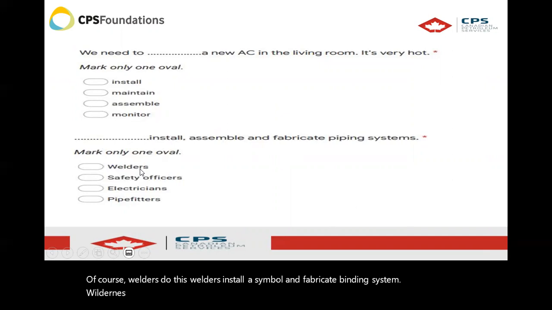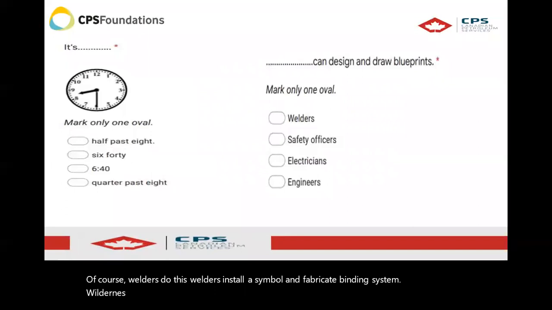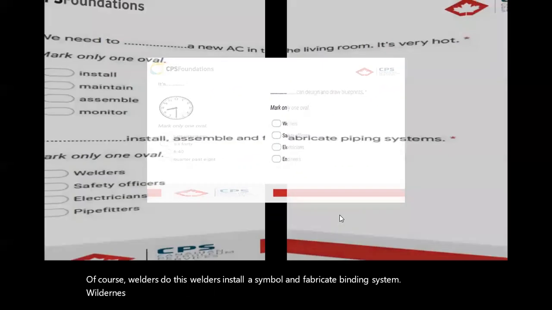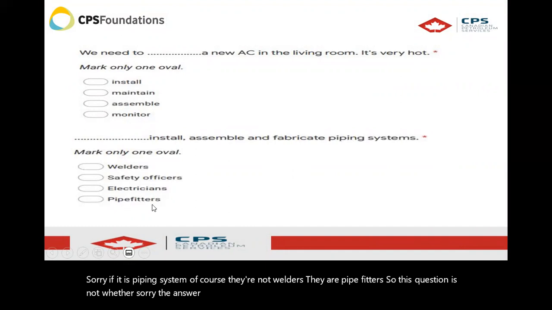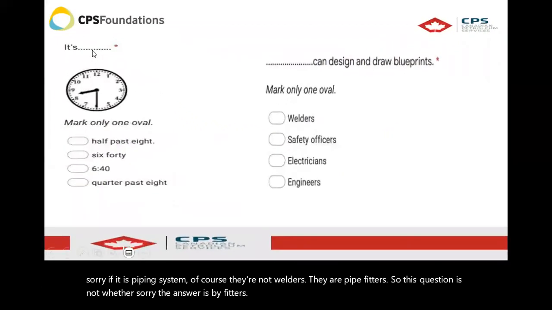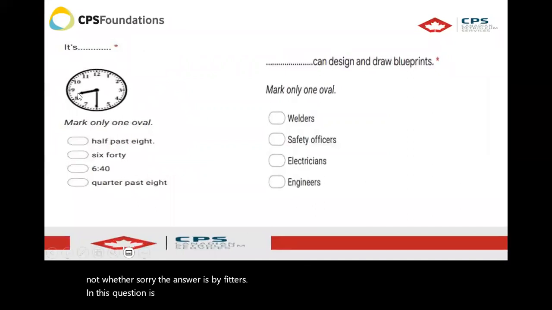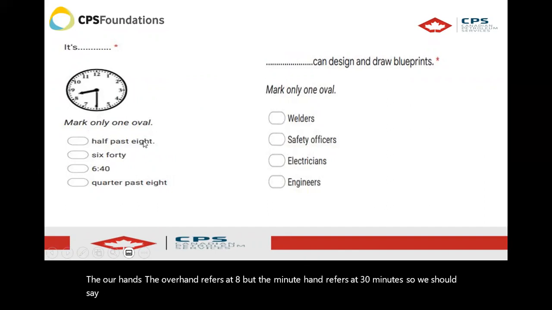Oh, sorry. If it is a piping system, of course, they're not welders. They are pipe fitters. So the answer is pipe fitters. In this question here, the hour hand refers to 8, but the minute hand refers to 30 minutes. So we should say it is 8:30. The answer is number 1, 8:30.